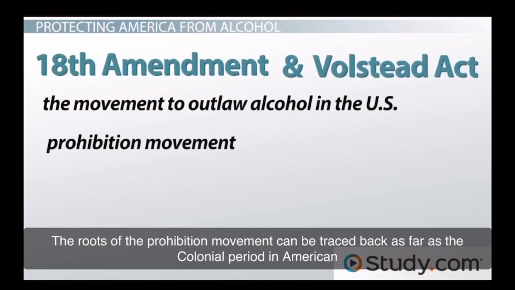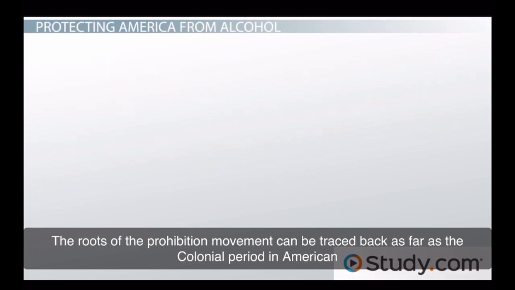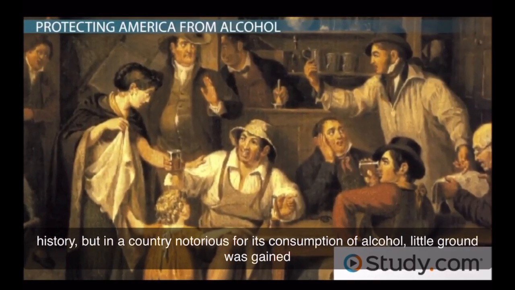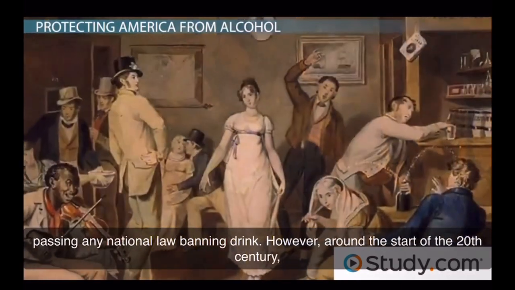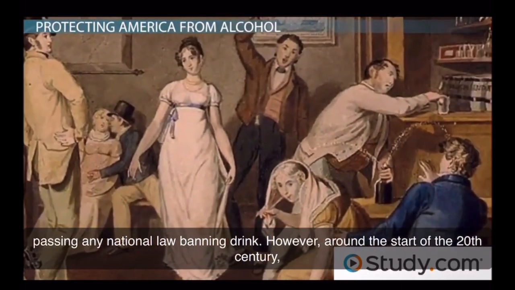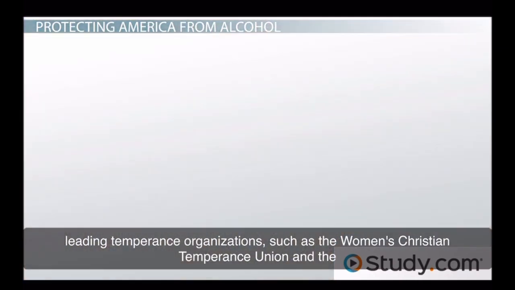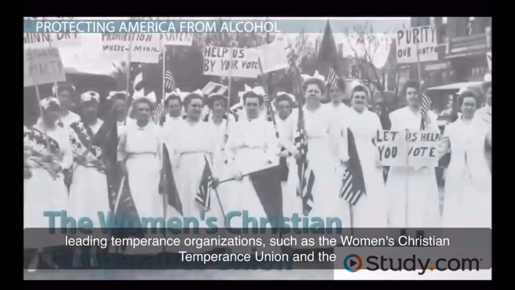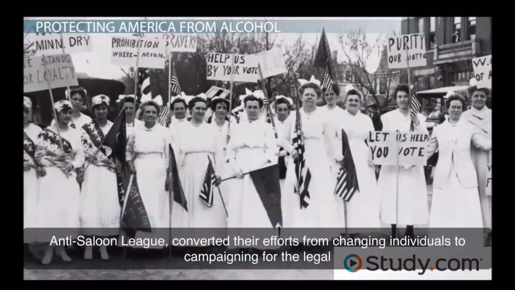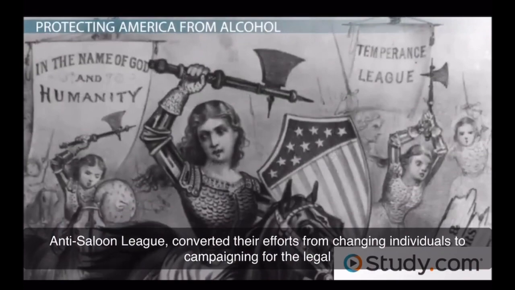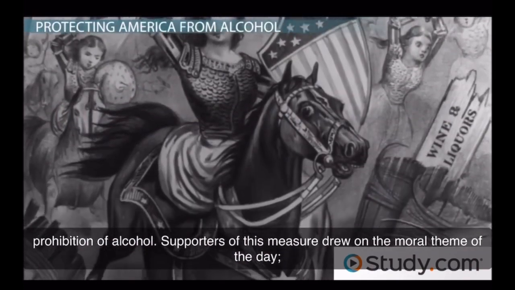The roots of Prohibition movement can be traced back as far as the colonial period in American history, but in a country notorious for its consumption of alcohol, little ground was gained passing any national law banning drink. However, around the start of the 20th century, leading temperance organizations such as the Women's Christian Temperance Union and the Anti-Saloon League converted their efforts from changing individuals to campaigning for the legal prohibition of alcohol.